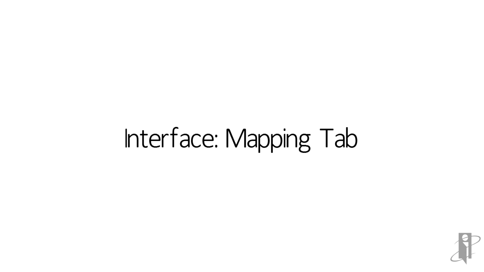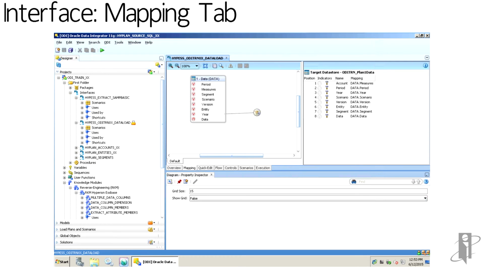Our next step is to create the interface. This is where we actually map the data to the target area. So as you can see, in the left panel, that is our data. That's coming from SQL Server. And in the right-hand panel, that is where our target is, and that happens to be our Essbase cube.